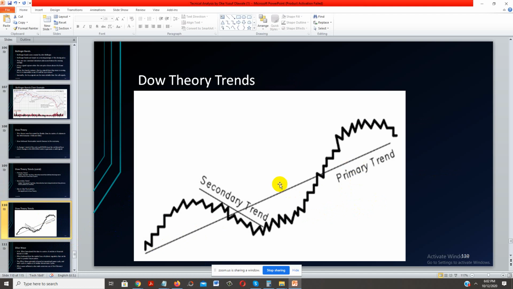So this is the primary trend. This is the secondary trend. Now this secondary trend signals a downward move. But on the primary trend, it is actually showing. Can you see my screen?